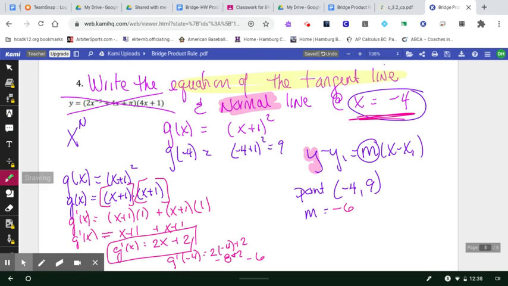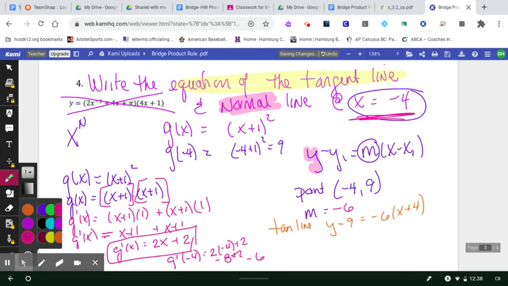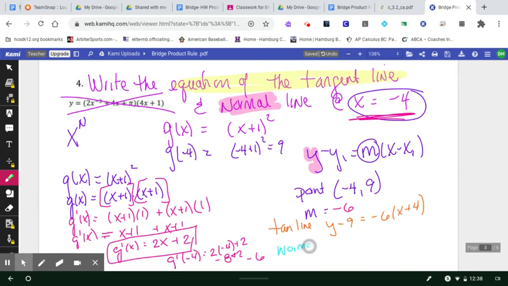So let's go ahead and write our tangent line. So y minus y1, so y minus 9 equals my slope of -6 times x minus -4, which becomes a plus. There's my tangent line. Then I need the slope for the normal line, which is almost the same, except I have to change the slope. I have to do that opposite reciprocal. So that's going to become a positive, and the reciprocal of 6/1 is 1/6. And there you have it. We wrote the equation for both the tangent line and the normal line.